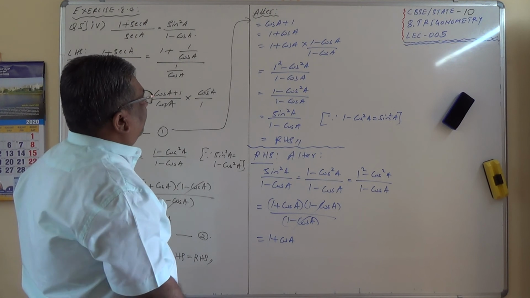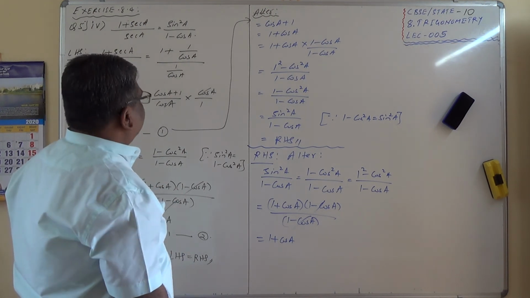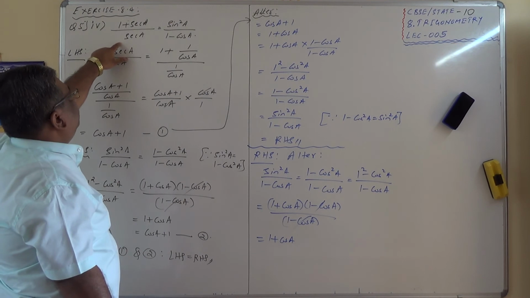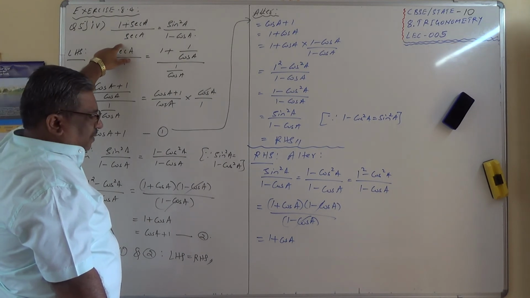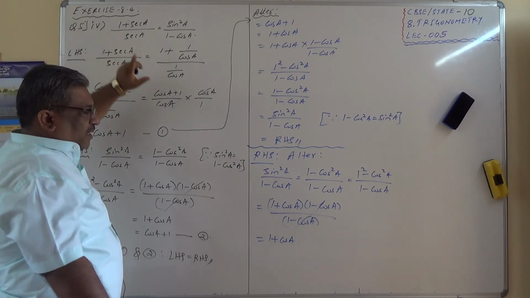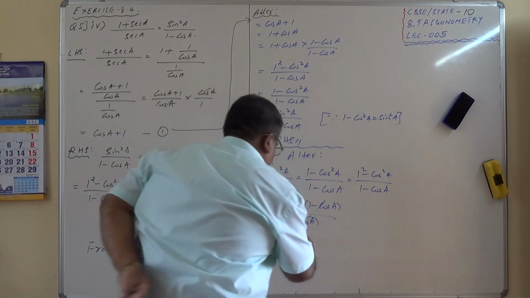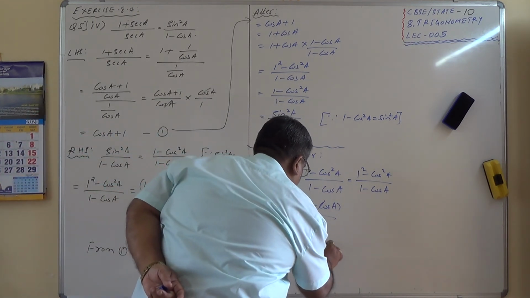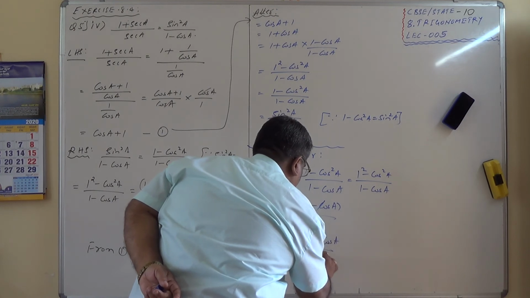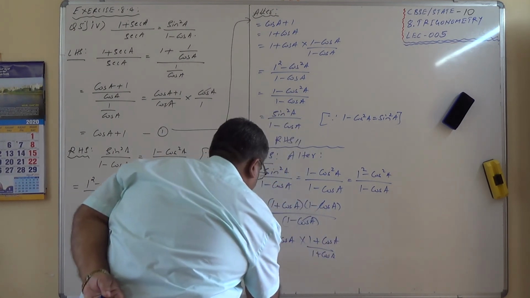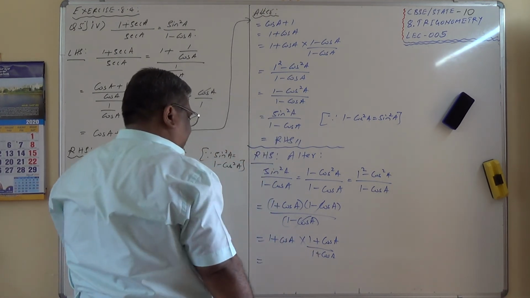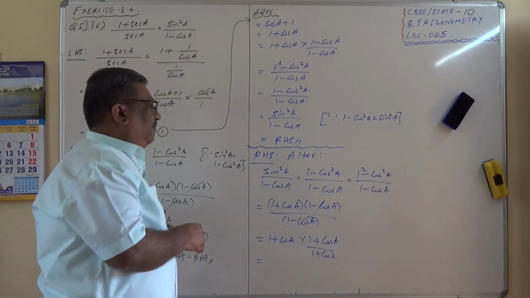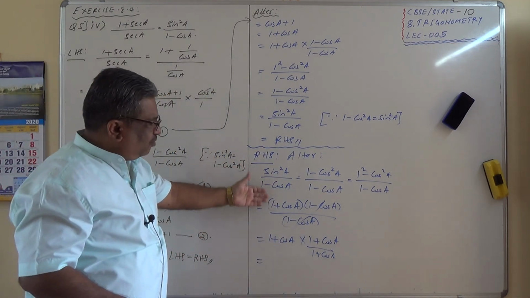Same thing. But I require secant A. If secant A is required, 1 plus cos A the whole square. Let me try. Okay. Into 1 plus cos A divided by 1 plus cos A, which is 1 plus cos A the whole square. No, not possible. So let us not waste the time. I am feeling this is too complicated.